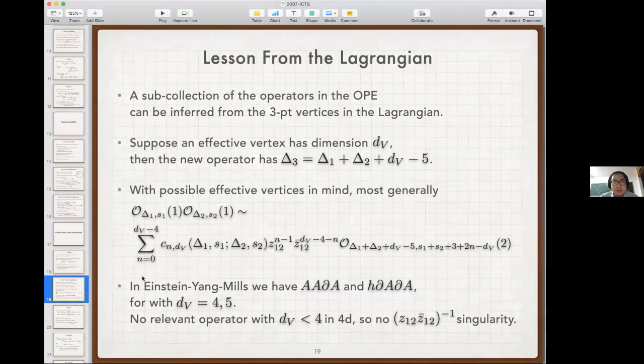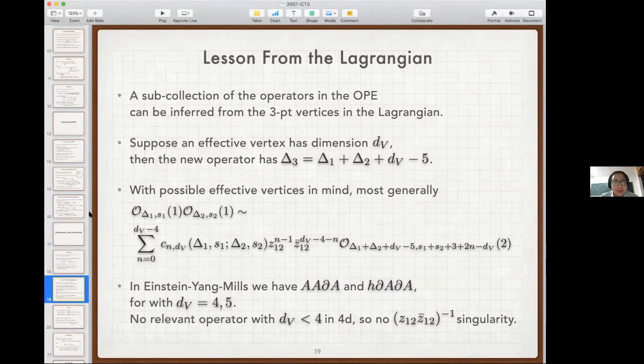Okay. So for example, in the Einstein-Yang-Mills theory, we have gluons and gravitons, and in particular, they should involve such interactions, and they respectively have the dimension 4 and 5. So we can write down the corresponding term. And in particular, in 4D, we do not have any relevant operator which has dV less than 4. And when you look at this expression, it in particular tells you that the OPE cannot involve any term which simultaneously has the holomorphic and anti-holomorphic singularity.